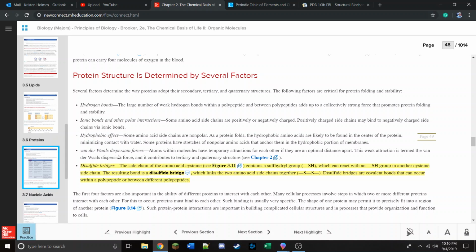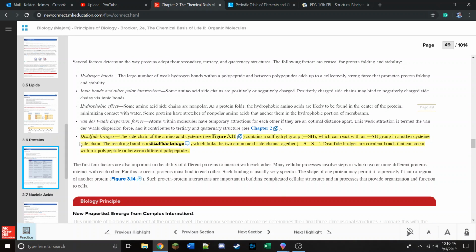And then van der Waals dispersion forces. So atoms within molecules have temporary attractions if they're optimally distanced apart. So kind of like magnets, they don't really work if they're across the room, but if they're close to each other, within like a couple inches, they'll zip together. That helps with tertiary and quaternary. Whatever. And then disulfide bridges.